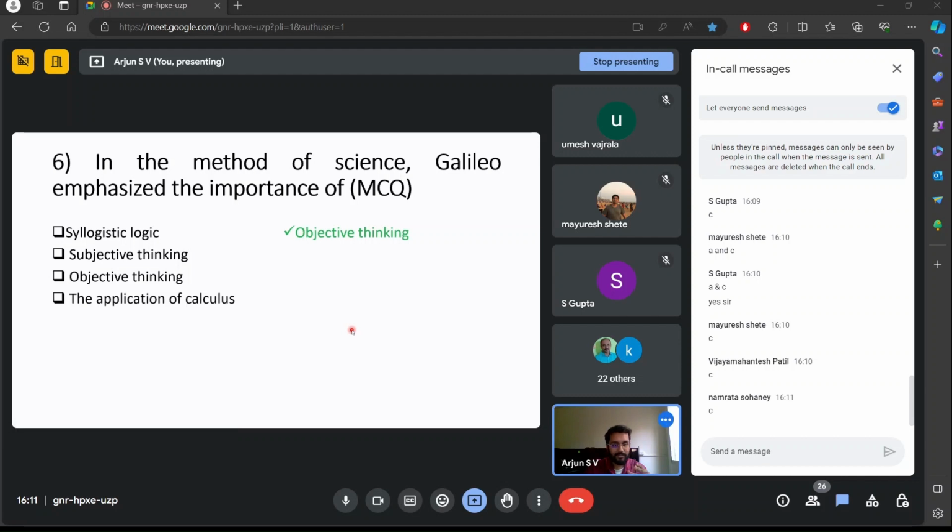It was, in fact, Isaac Newton who started practicing and theorizing many theories in calculus. Subjective thinking was not Galileo's forte, and syllogistic logic is an Aristotelian thought process. It is not a Galilean thought process. Yes, I hope the question is quite clear and no one has any doubts with this.